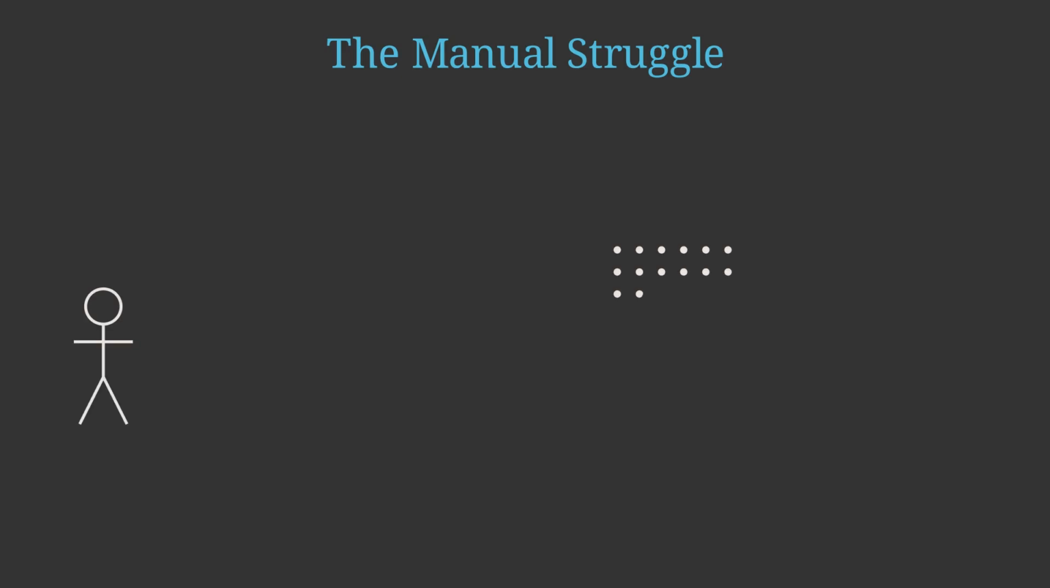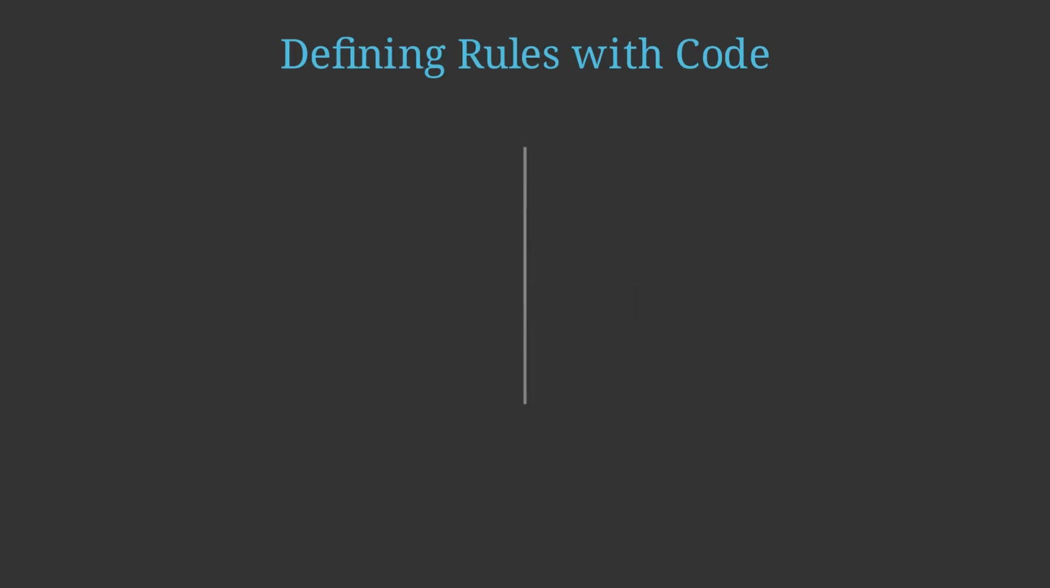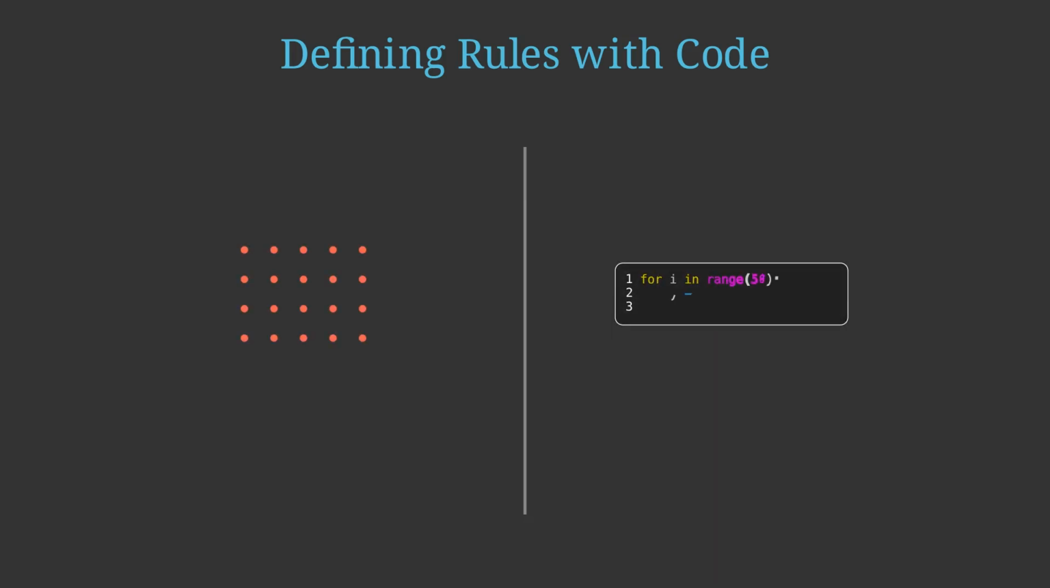Imagine you want to animate 50 points following a perfect mathematical curve. In a traditional editor, you're clicking, dragging, and eyeballing every single frame. It's tedious, and honestly, it's never quite perfect. But what if you didn't move the dots? What if you defined them?